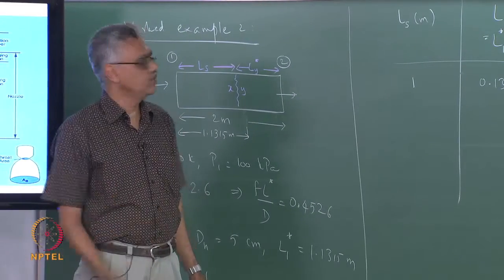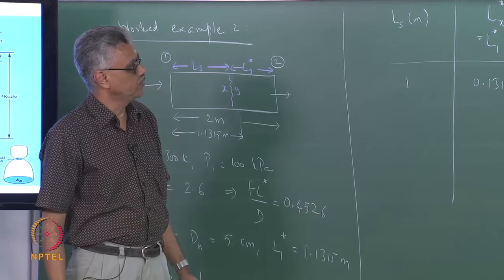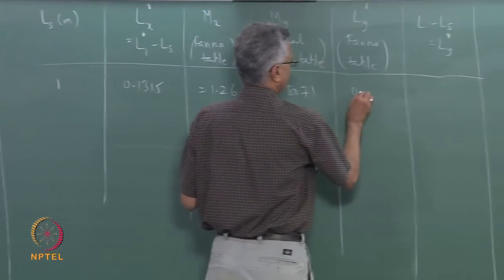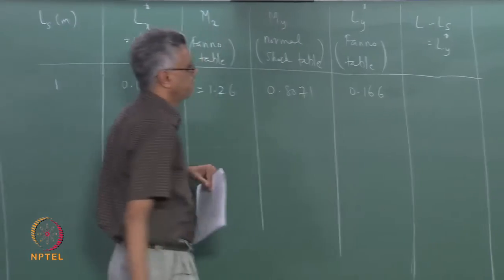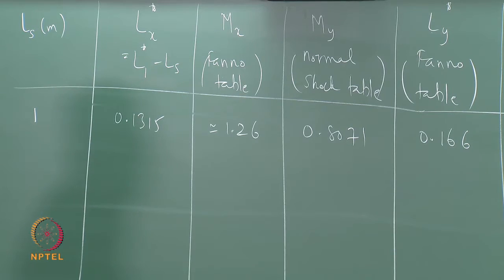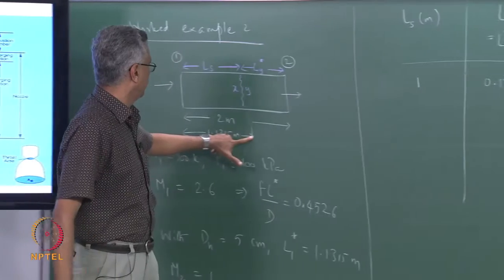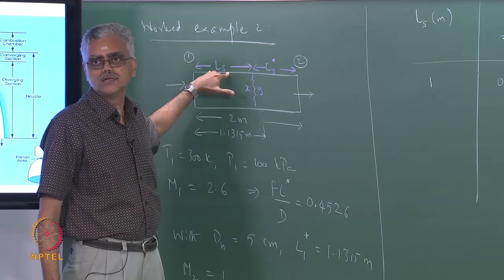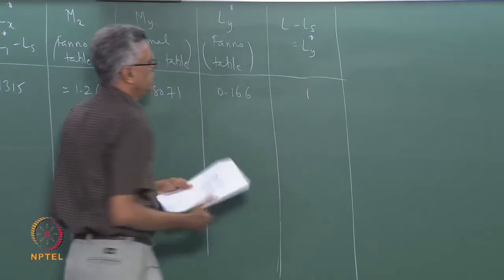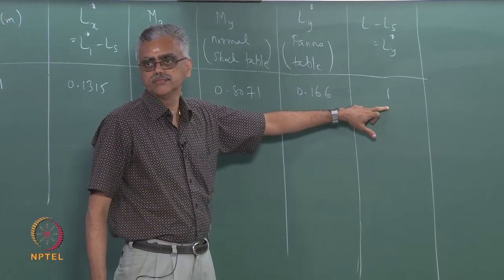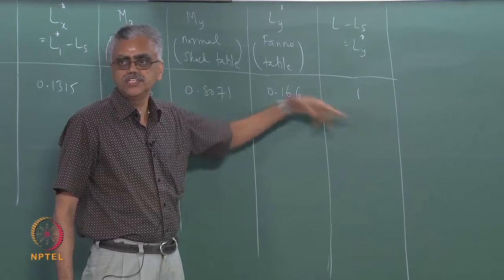Now I go to the Fanno table corresponding to this value of M, and Ly star comes out to be 0.166. And L minus Ls, what is L minus Ls? L is 2 meters, we have assumed Ls to be 1 meter, so L minus Ls is 1 meter. So you can see that obviously Ly star is not equal to L minus Ls, which means we have to change our guess.